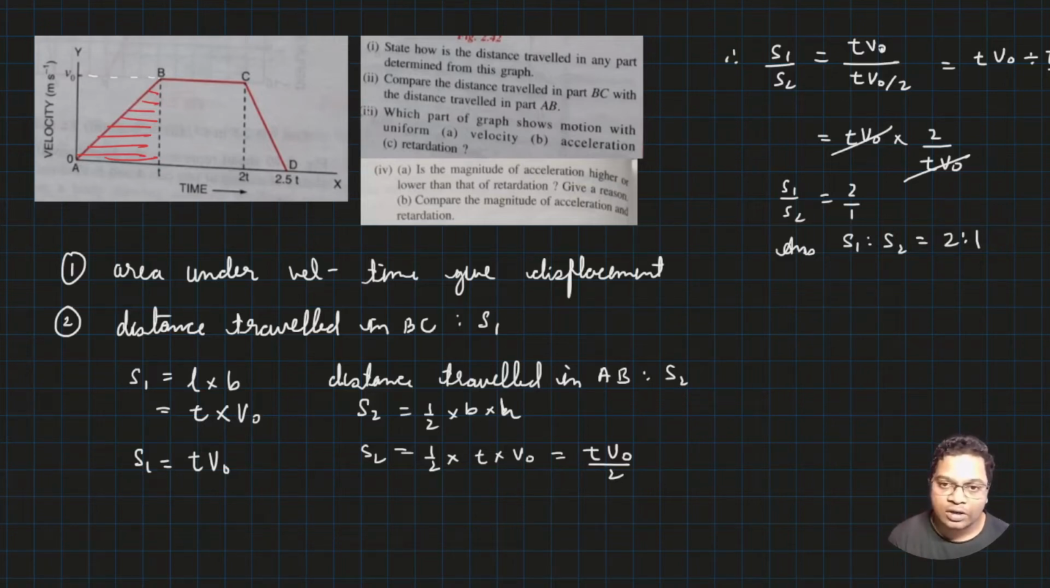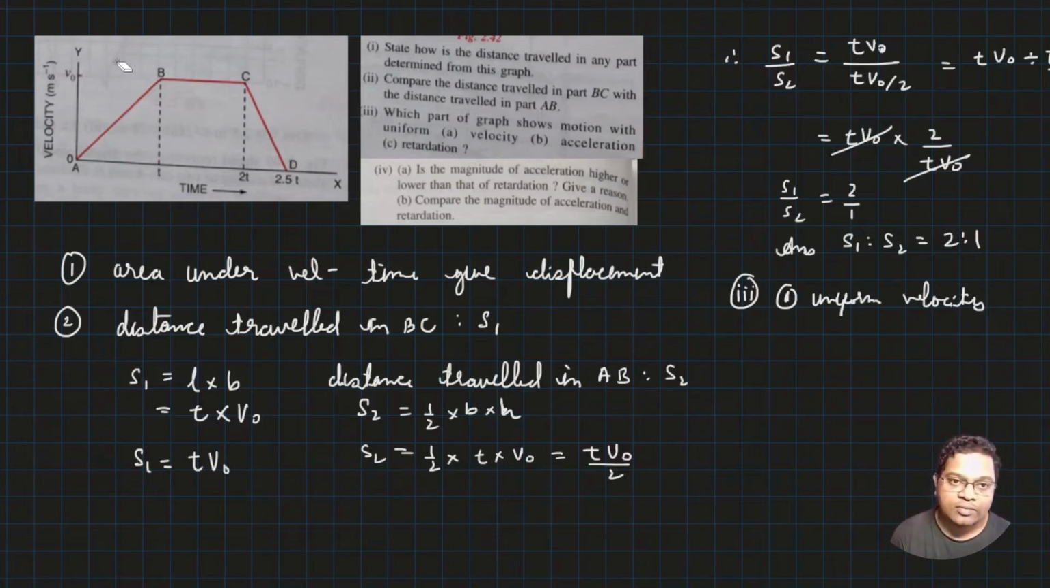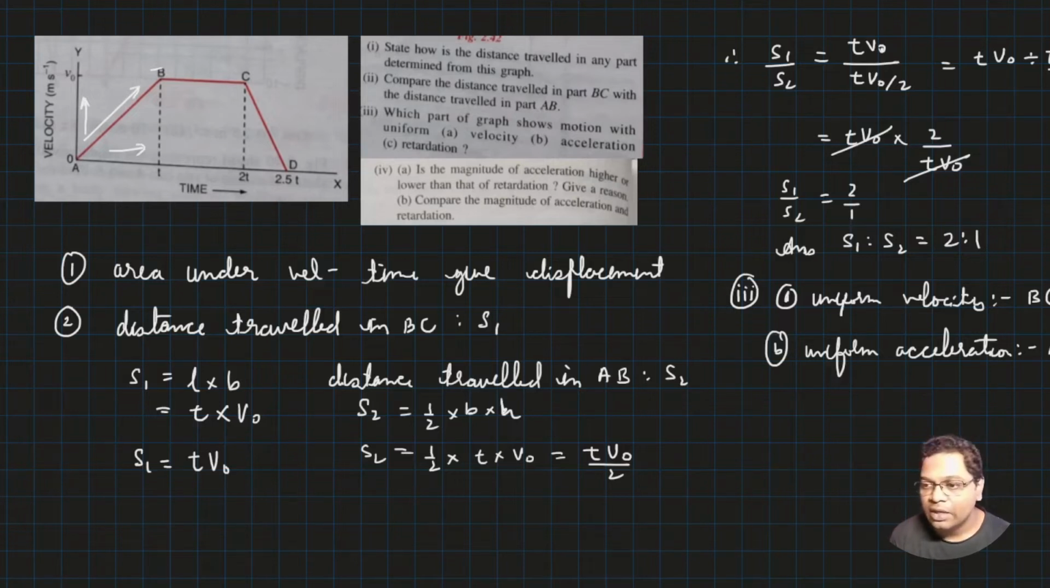Now moving to the third part. Which part of the graph shows uniform velocity, uniform acceleration, uniform retardation? Now in a velocity time graph, when a part of the graph is horizontal to the time axis, that means velocity is constant in that part. So the answer to that is BC. Uniform acceleration means with time the speed should increase. And as time increases, speed is increasing in this part. So that will be AB.